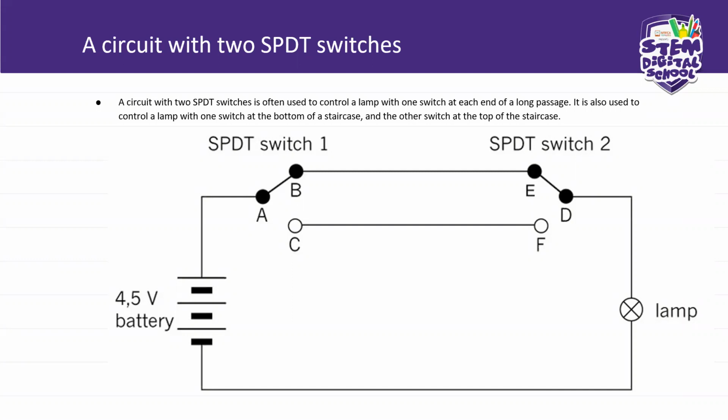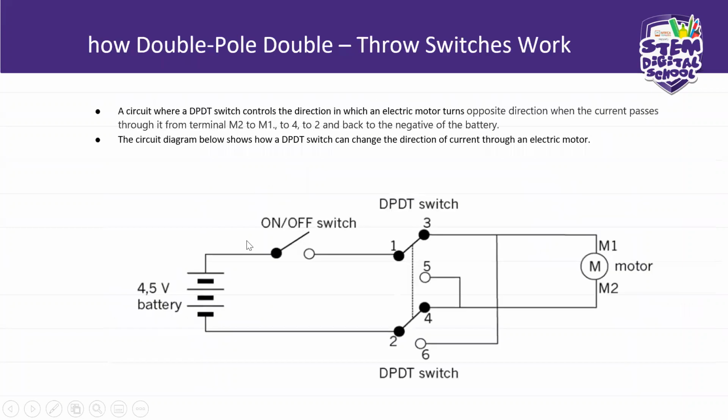All right. So this is the throw. It's A, the pole, B, C. It can either be here or there. And this side, it can either be here or there. So it's your single pole double throw switch. And then how do double pole double throw switches work? A circuit where a double pole double throw switch controls the direction in which an electric motor turns the opposite direction.